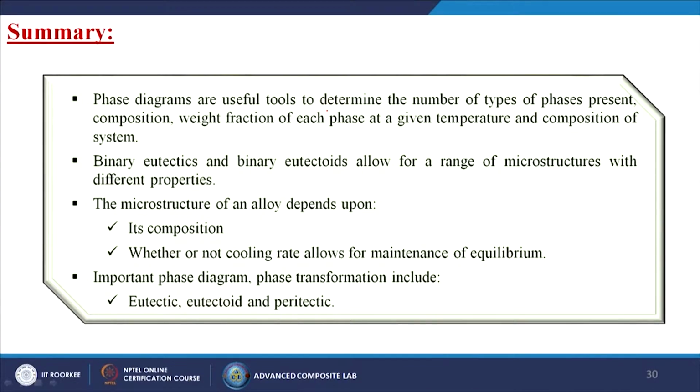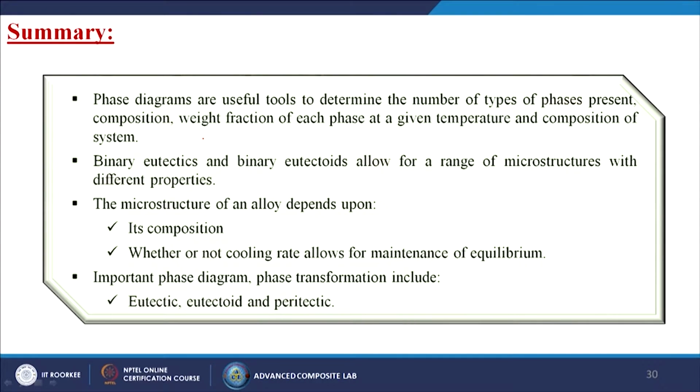Now, we have come to the last slide of this particular lecture. So, we have to summarize the whole lecture. In this lecture we have discussed phase diagrams, which are very useful tools to determine the number and types of the phases present, compositions, and weight fraction of each phase at a given temperature and composition of the system itself. Binary eutectics and binary eutectoids allow for a range of microstructures with different properties.